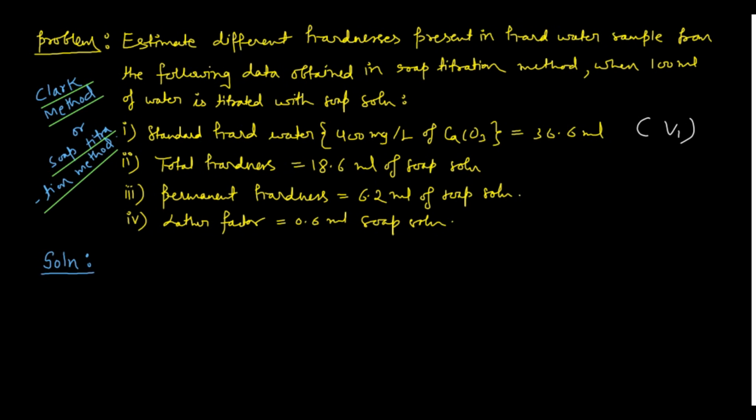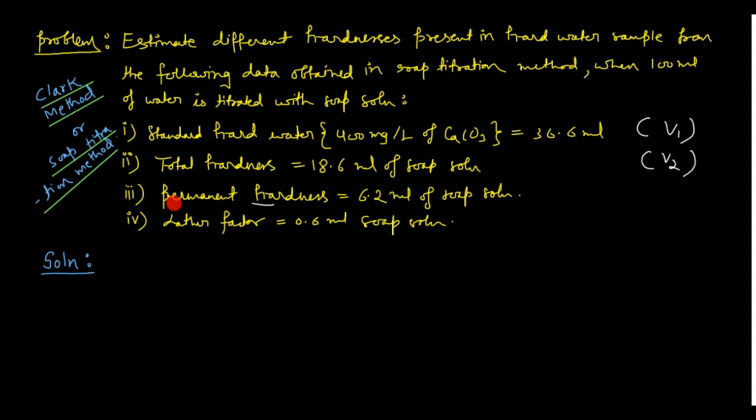Second is your total hardness. When you take the sample water, that sample water consumes 18.6 ml of the soap solution for the formation of the lather. When you are calculating your total hardness, the volume of this soap solution corresponds to V2 ml. So this is your V2 ml.